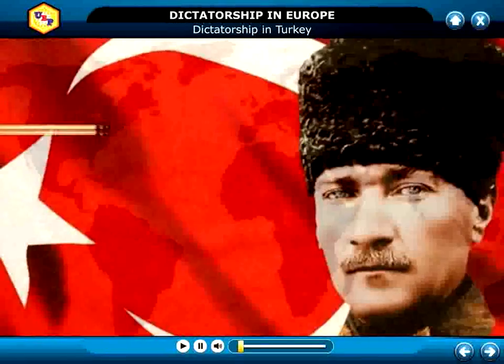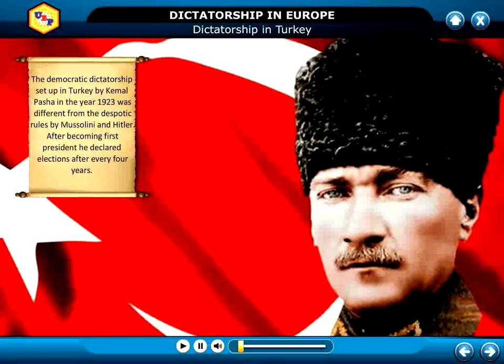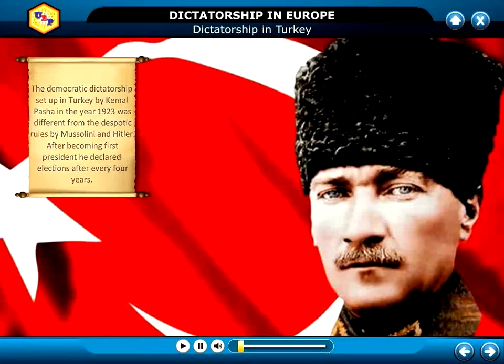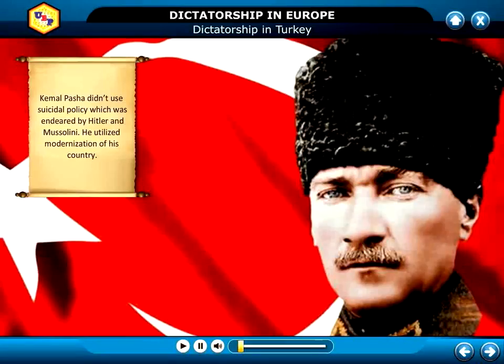Dictatorship in Turkey. The democratic dictatorship set up in Turkey by Kemal Pasha in the year 1923 was different from the despotic rules of Mussolini and Hitler. After becoming the first president, he declared elections after every 4 years. Kemal Pasha didn't choose the suicidal policy which was endeared by Hitler and Mussolini. He utilized the modernization of his country.